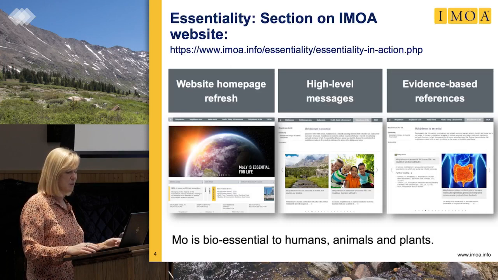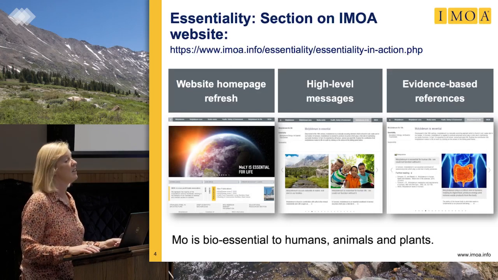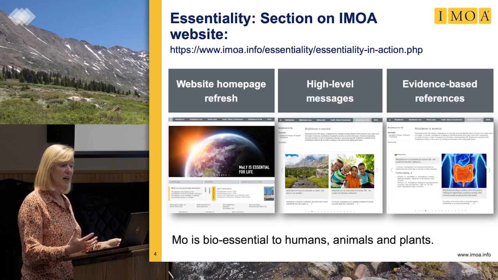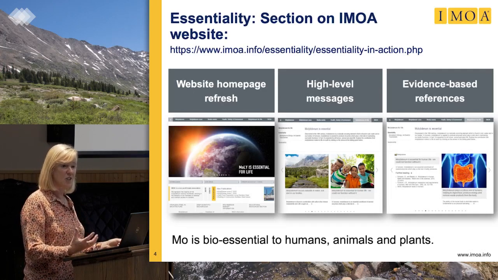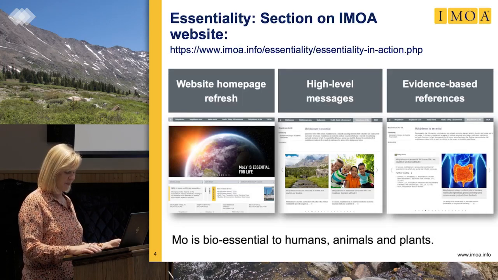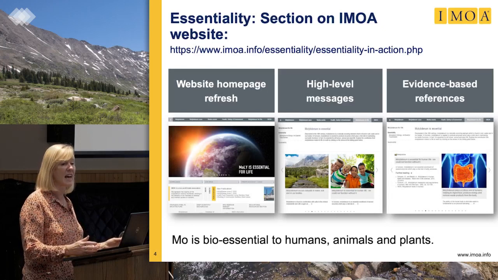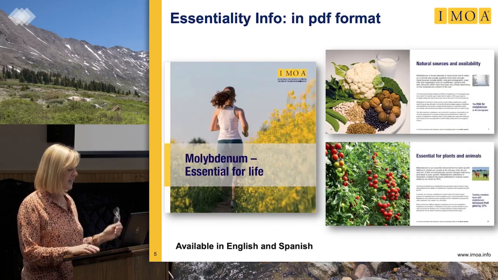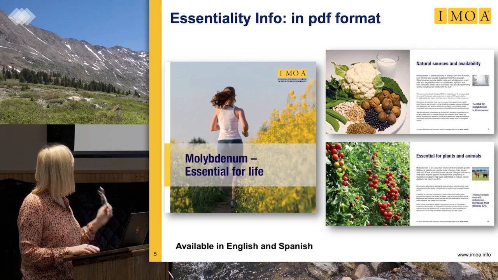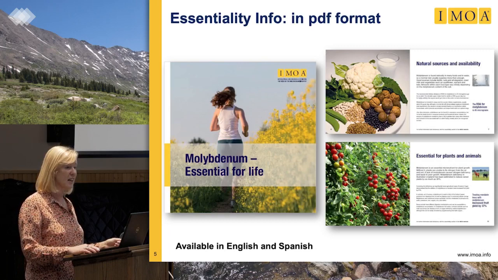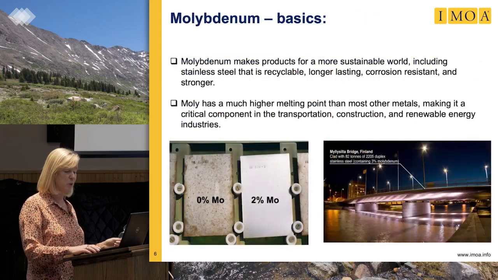So molybdenum is bioessential to humans, animals and plants. It's a trace element that is very important for generation of cellular energy and also elimination of waste from the body. And it's very important in certain enzymes that make all that happen. Okay, so again, essentiality, we have a PDF about it. It's in English and it's in Spanish. You can download it and it gives many more details.